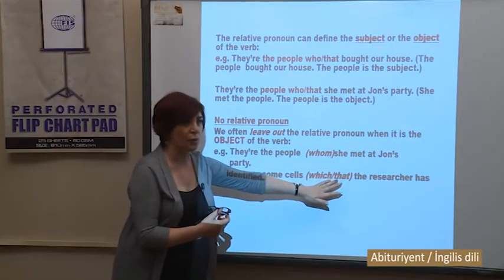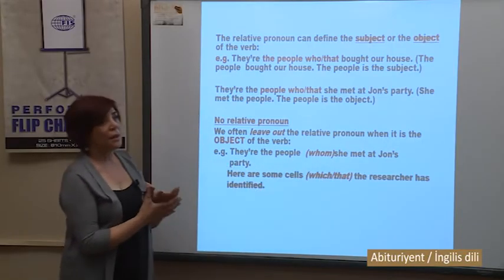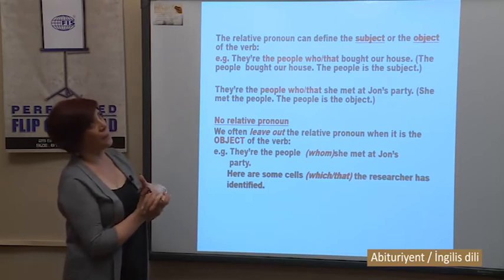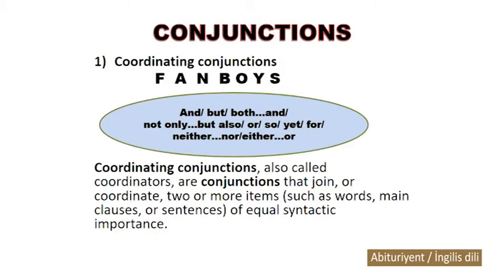It means that this relative pronoun is the object of the subordinate clause. So that's why if we omit it, it doesn't make any difference to the meaning. It can be used or it can be omitted. Our third topic to be revised is conjunctions.